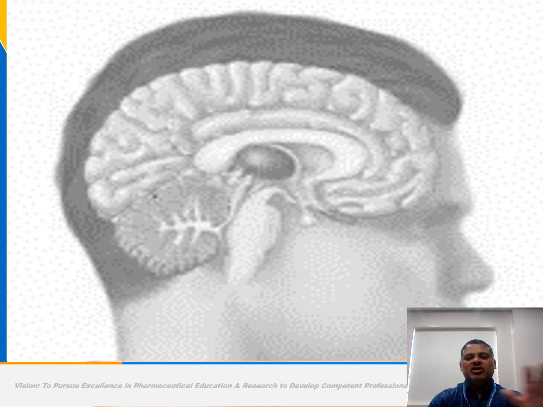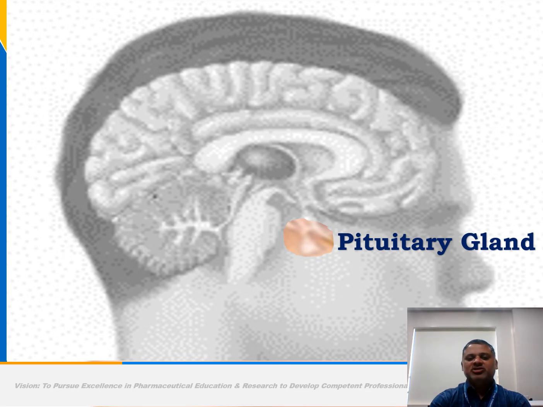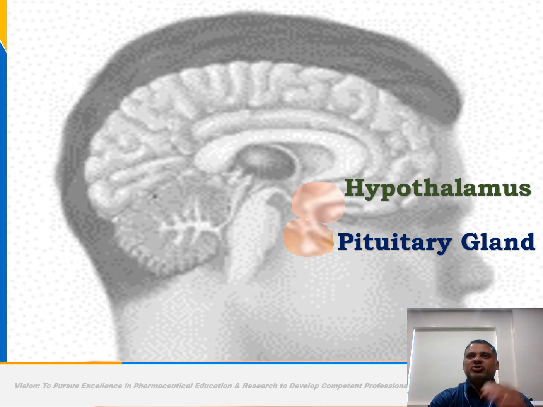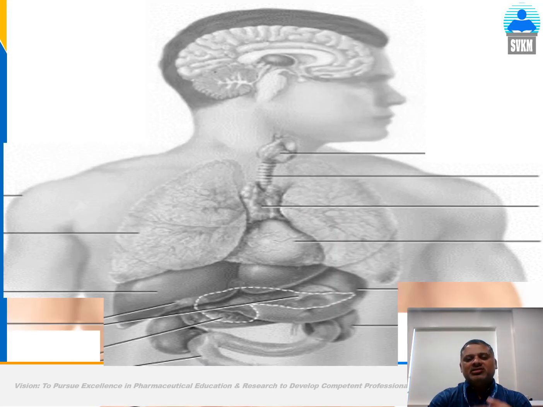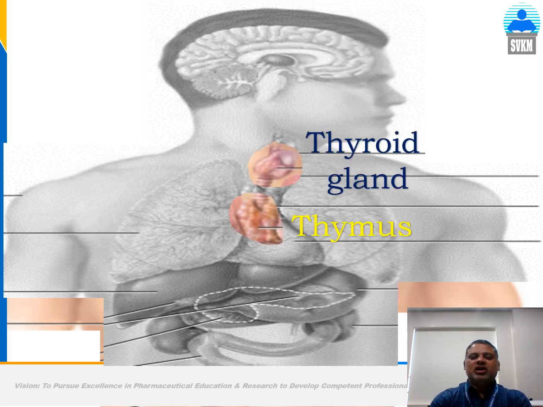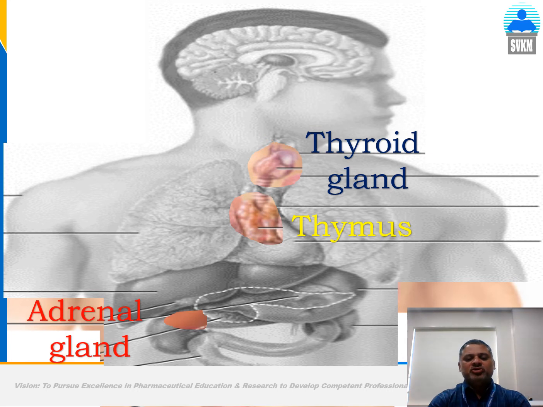Now the location of these different glands. The first is the hypothalamus, and just below the hypothalamus the pituitary gland is located, and this is the location of the pineal gland. Next, this is the thyroid gland, and this is the thymus, and this is the adrenal gland, which is located superior to the kidney.